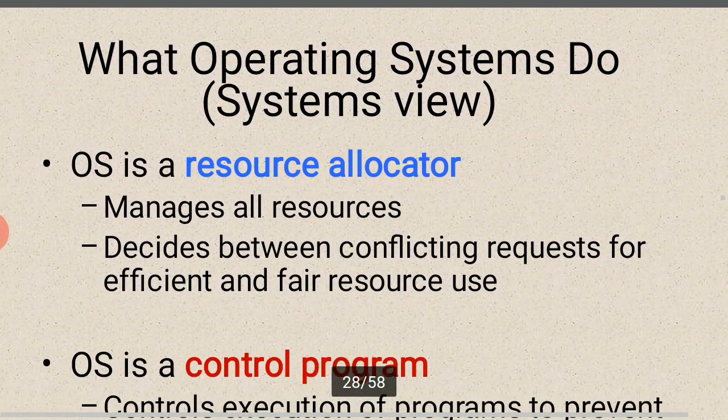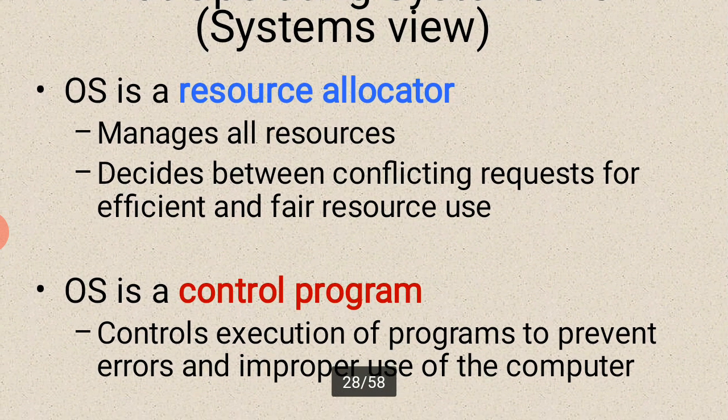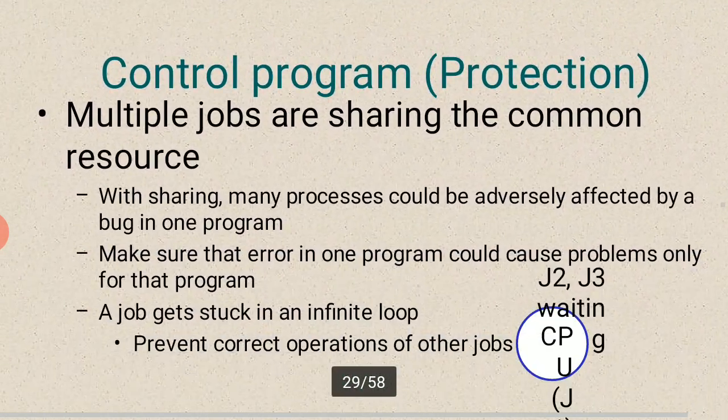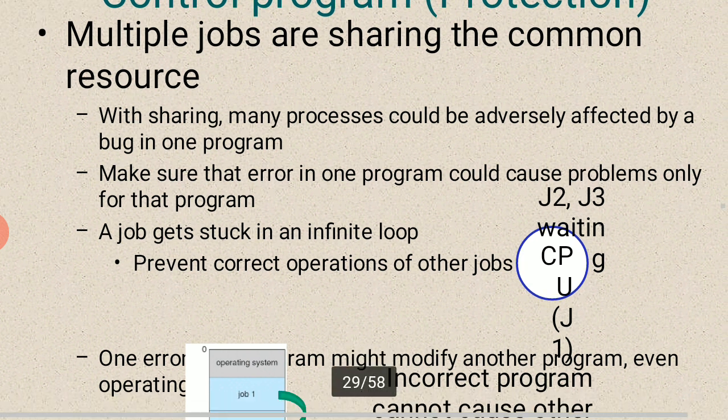What does the operating system do? It manages all resources and decides between conflicting requests for efficient and fair resource use. The operating system controls the execution of programs to prevent errors and improper use of the computer. Multiple jobs share common resources among many processes.